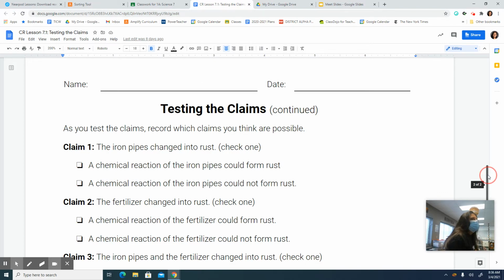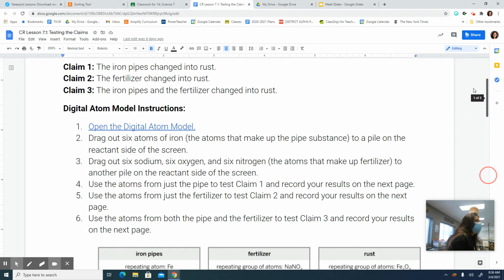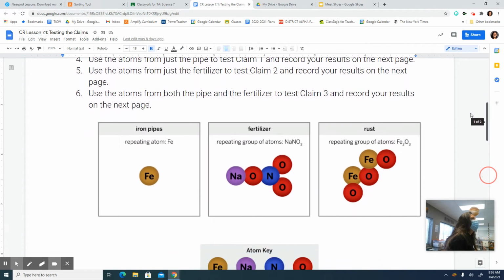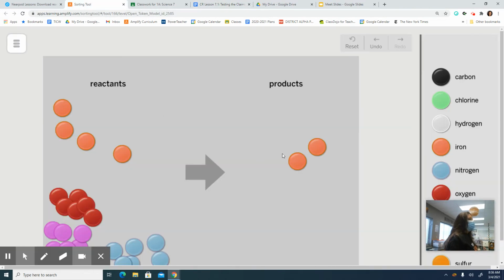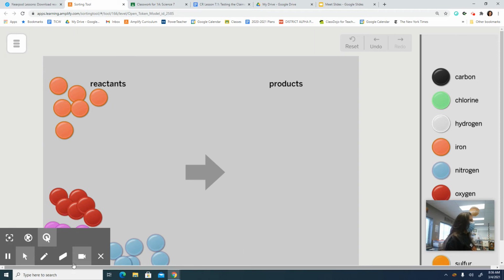So we're going to go back up, and we're moving on to number 5. Use the atoms from just the fertilizer to test claim 2 and record your results on the next page. So now I'm using only the atoms from the bottom, because that's my fertilizer. These are my iron pipes. I'll put those back. And down here, I have my fertilizer.